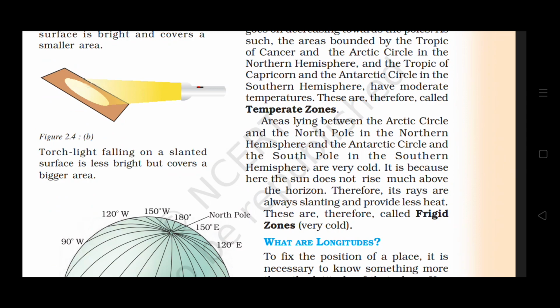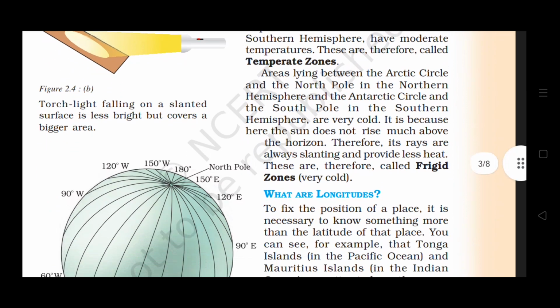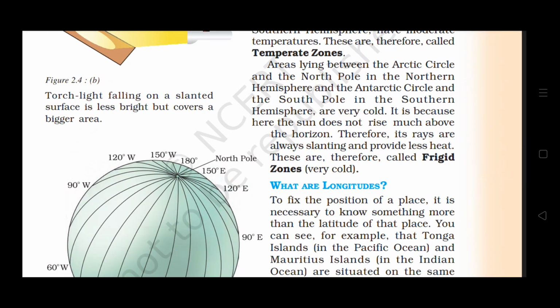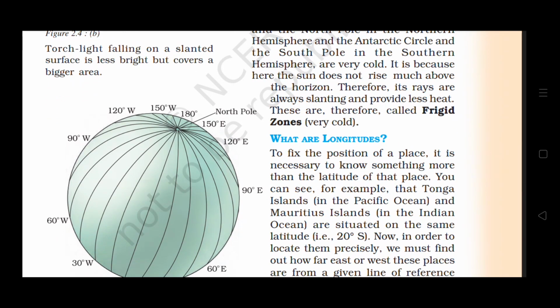The areas between the Arctic Circle and the North Pole in the northern hemisphere, and the Antarctic Circle and the South Pole in the southern hemisphere, are very cold. Obviously the reason is very simple: the sunlight falling on it is minimum. The sun does not rise much above the horizon, therefore its rays are slanting and provide very little heat. Because the sun's rays are quite slanted on this region, it receives minimum sunlight and is very cold, and that is why this zone is called the frigid zone.